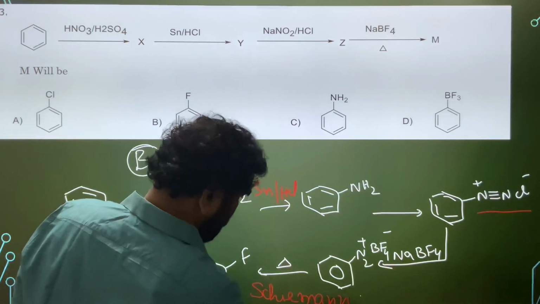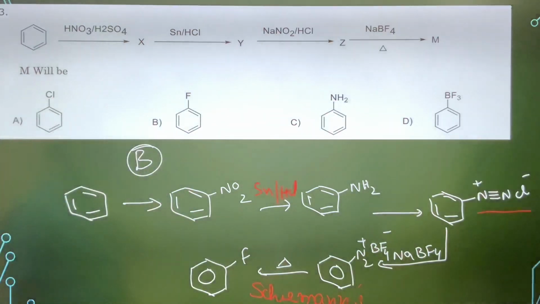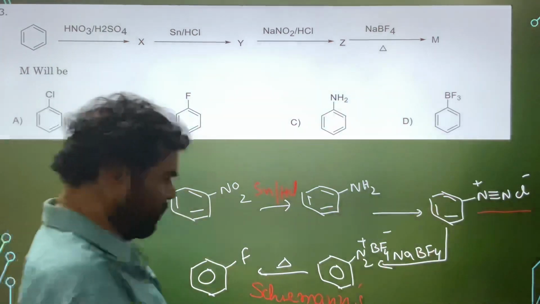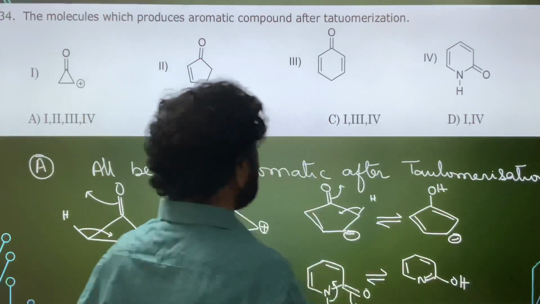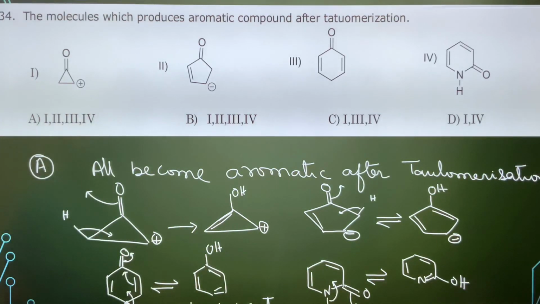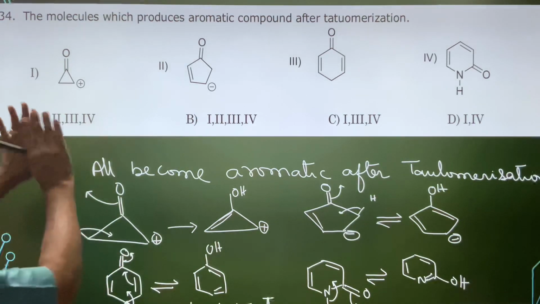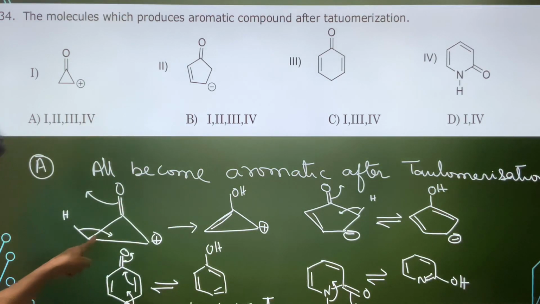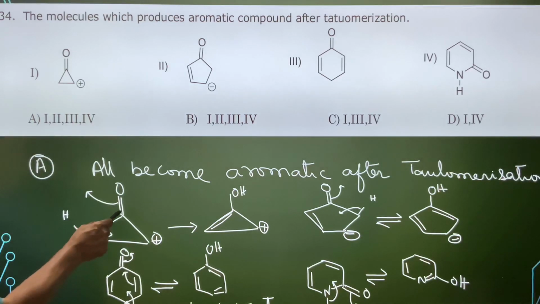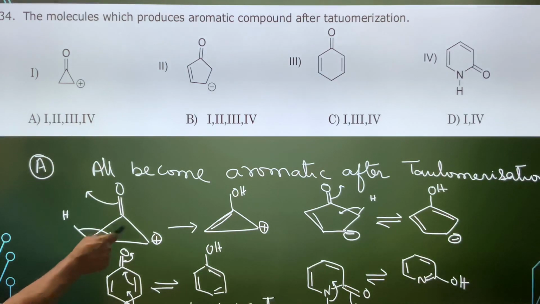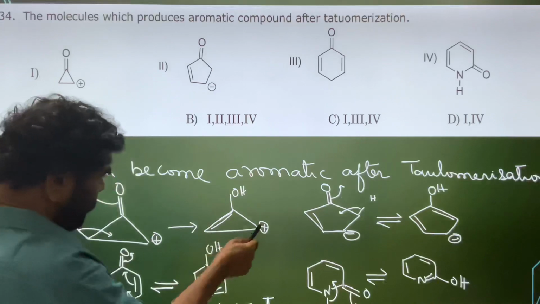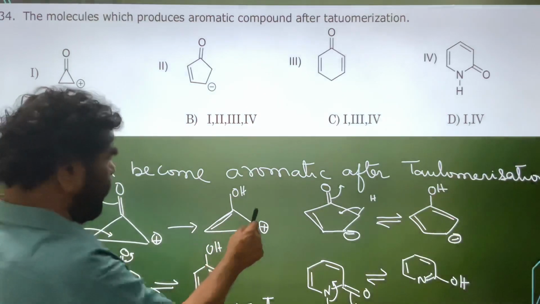Sandmeyer reaction, some fluorobenzene preparation. So recently we also discussed in the classroom the molecules which produce the aromatic compound after tautomerization. In all the cases tautomerization is given. Here tautomerization happens at the alpha hydrogen. After tautomerization, this is converted into the cyclopropenyl cation, aromatic.